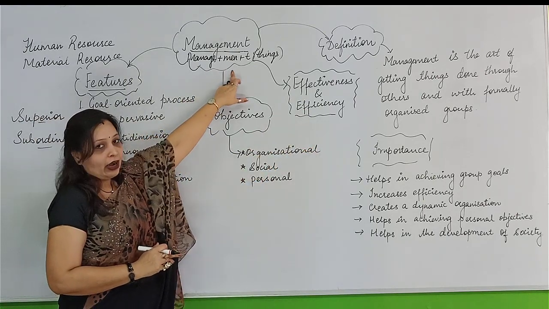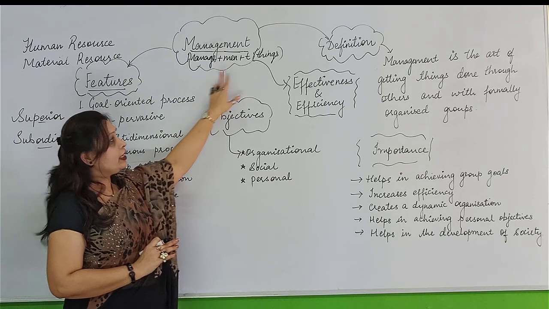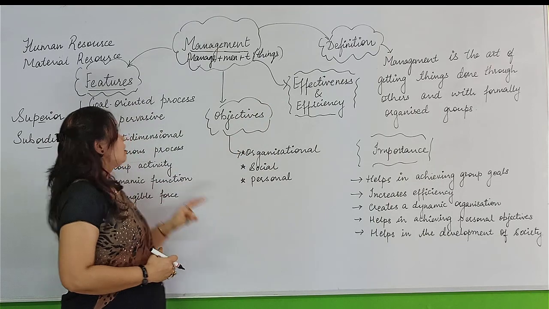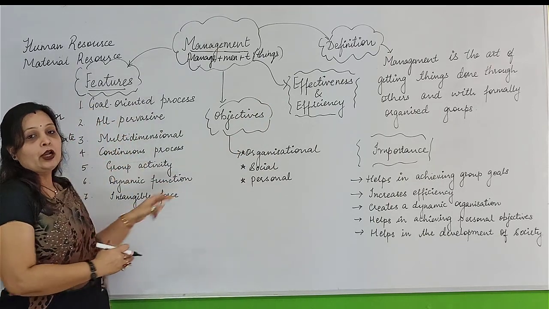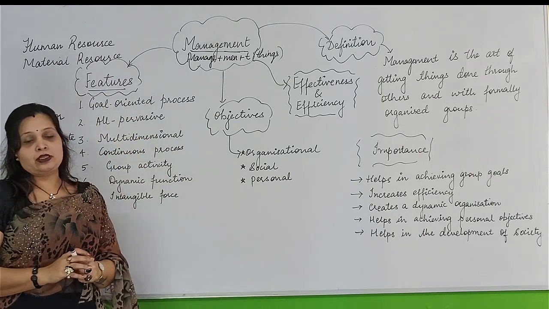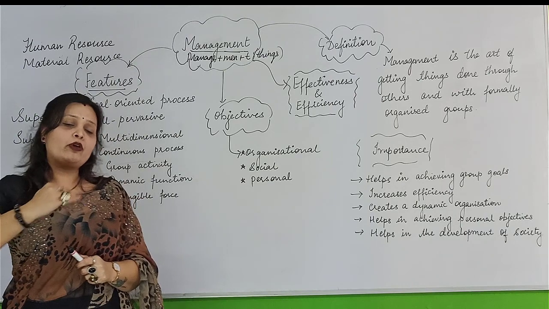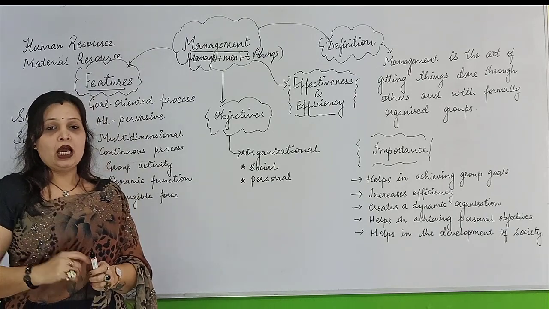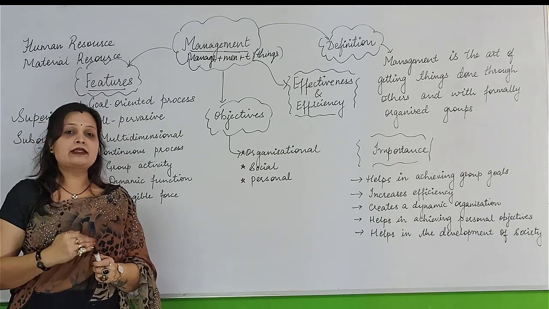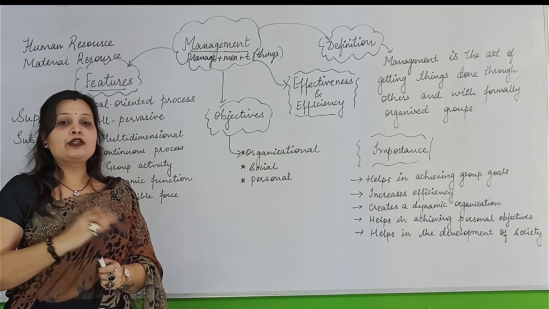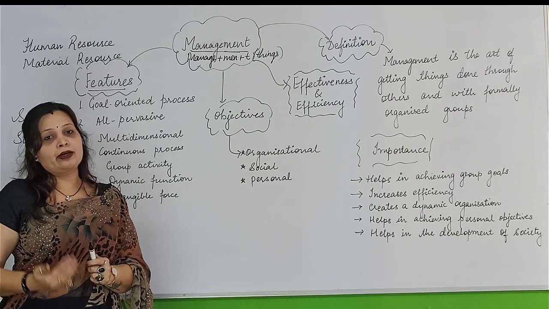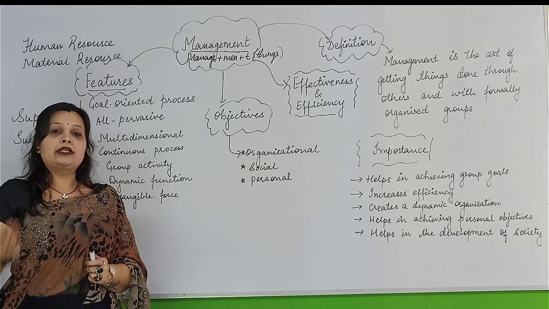So now, after understanding the meaning of management, its definition, and the meaning of these two words, the next topic is features of management. Now, what are the features of management? First feature is goal-oriented process. Goal means the objective for which we are working. Every organization, every business firm has some goal to be achieved, and management is all about that. We should have an objective before us to complete. So management is done to complete that objective.